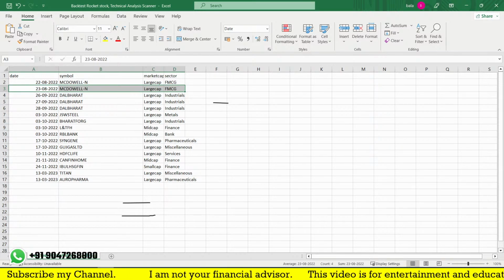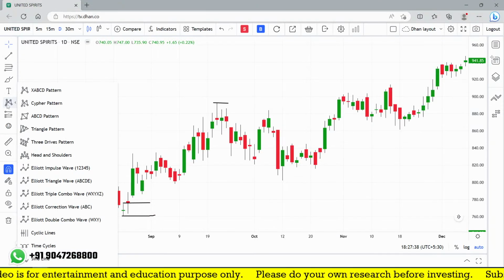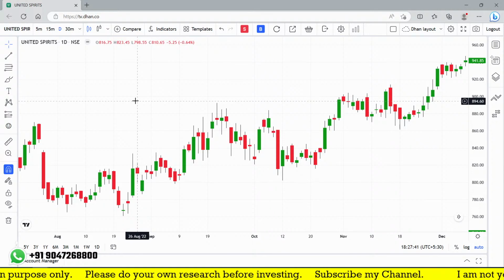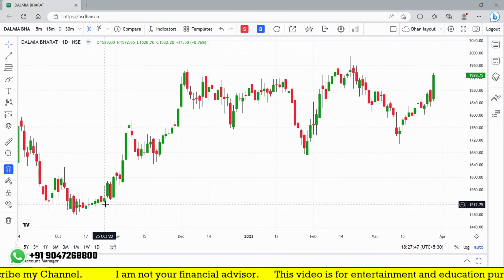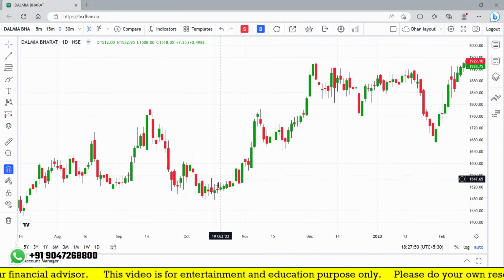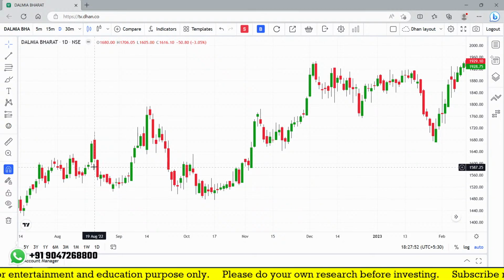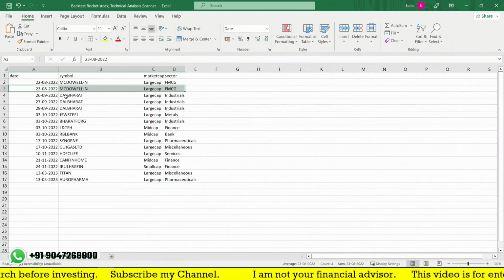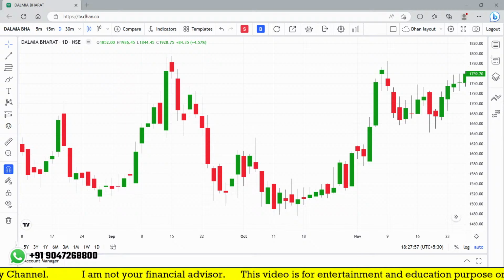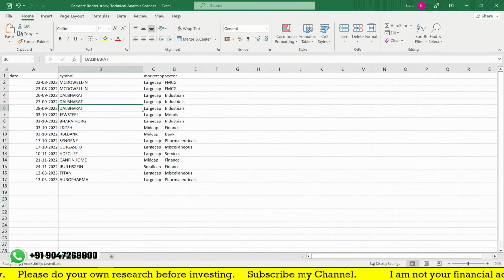So Dalmia Bharat, I'm going to focus on Dalmia Bharat. I haven't shown that scanner here in this video. Maybe here, 9th month, September. Here, look at this, 3 days. It will never repaint. Whenever it gives you the signal, 26, 27, 28, the signal was triggered on this particular stock on 26 September. So 3 consecutive days it is on the scanner, 26, 27, 28.